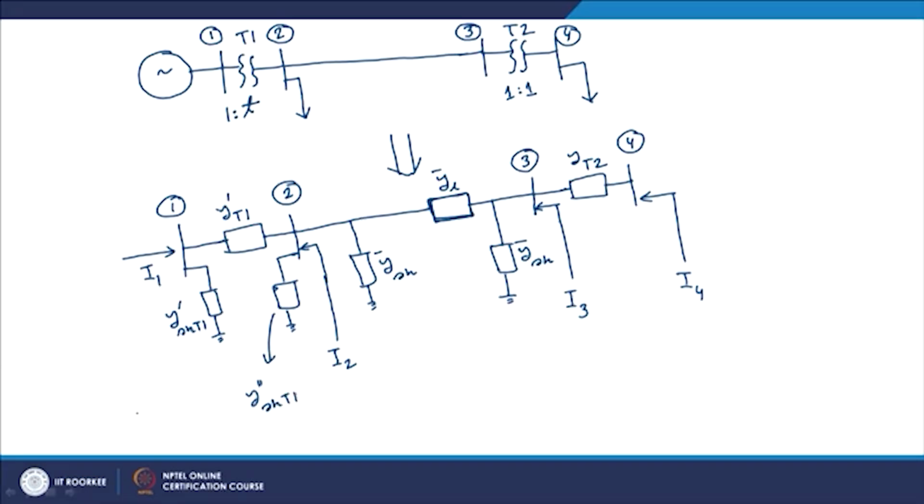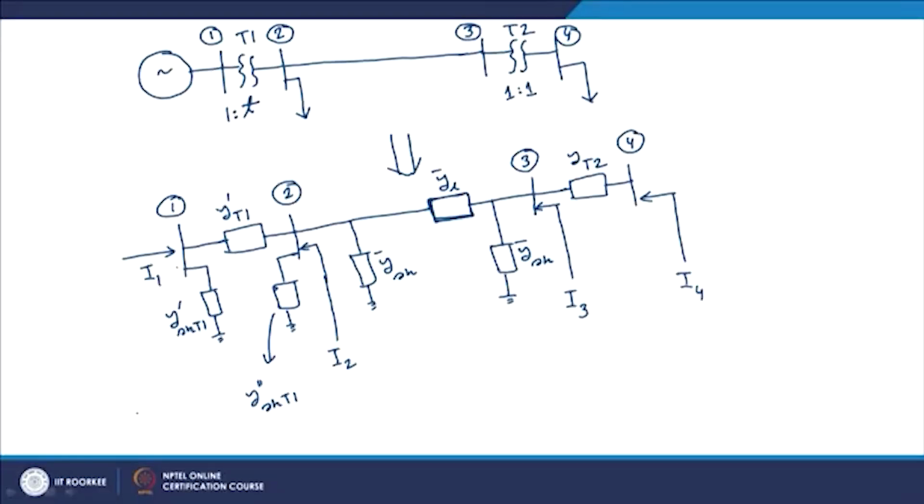Please note that Y dash T1 would be nothing but y into T, where y is the leakage admittance of this transformer. Y dash shunt T1 would be y into T into (T minus 1), and Y double dash shunt T1 would be (T minus 1) into y. All these things we have already derived, so we are not repeating it here.